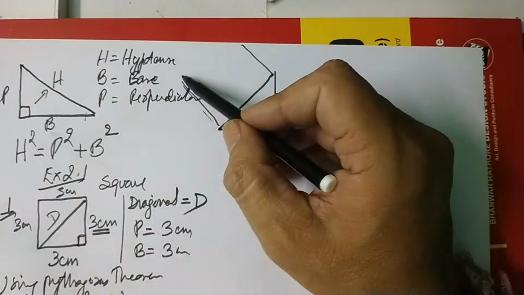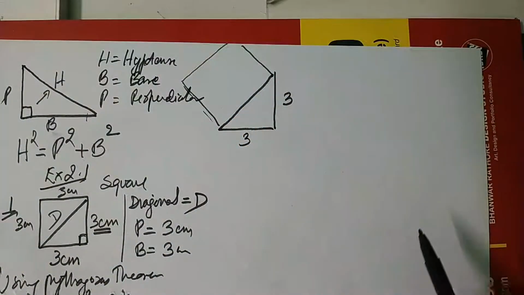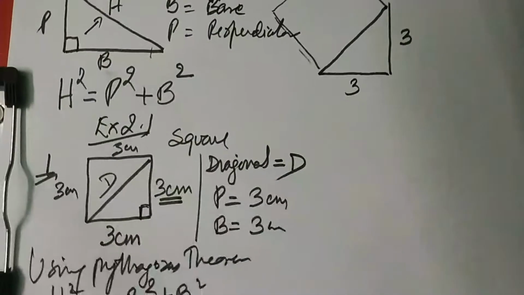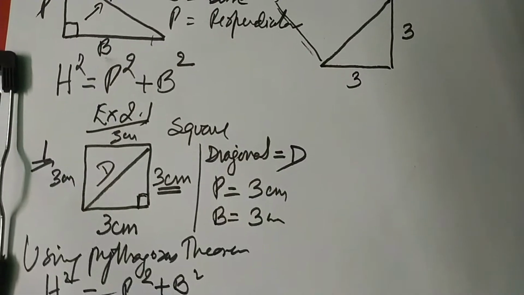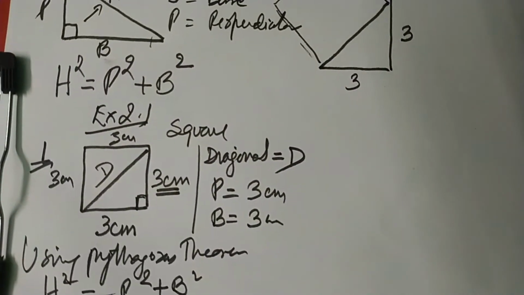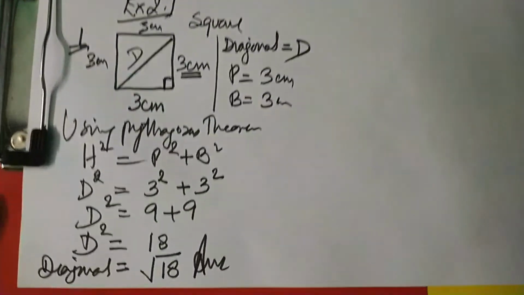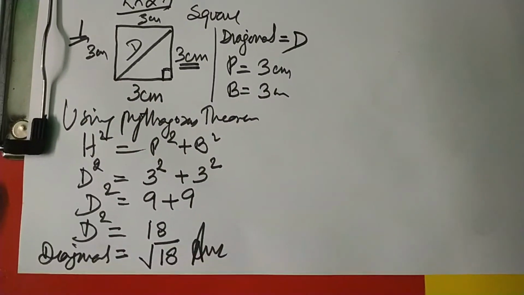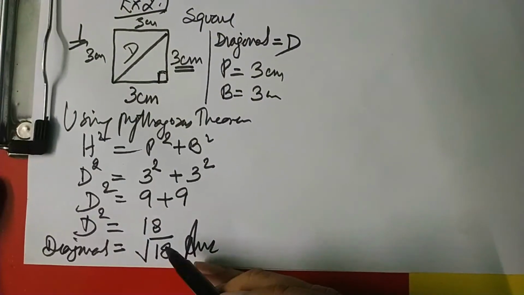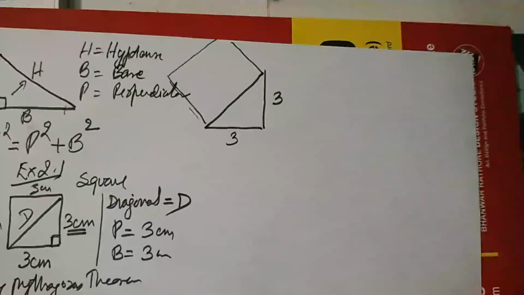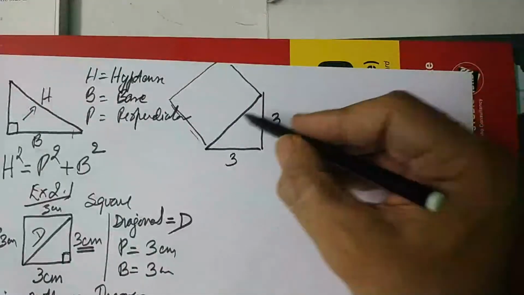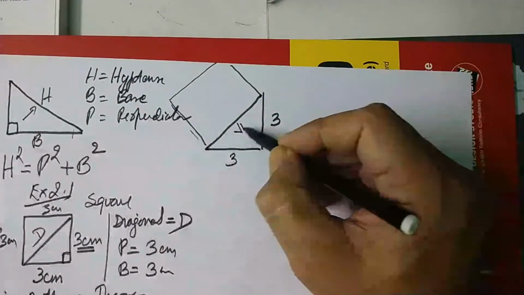If you see, this type of question is in the figure. So first, what did we do? We found 3 and 3 as the perpendicular and base, then we found the diagonal. Now d is coming how much? Under root of 18. Diagonal came under root of 18. Now I have drawn the figure again, and in this figure this is under root of 18.